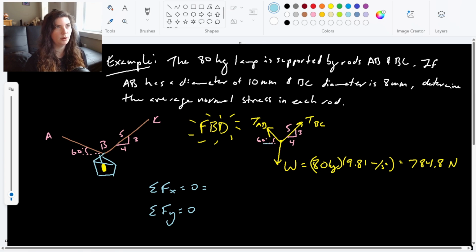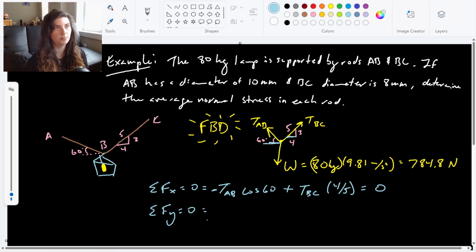So my x component here of TAB, so the tension in AB, times cosine 60. This is pointing in the negative x direction, so that's a negative. Then plus the x component of TBC, and that relationship is 4/5. So times 4/5, and the W contributes nothing to the x, so that just equals 0.